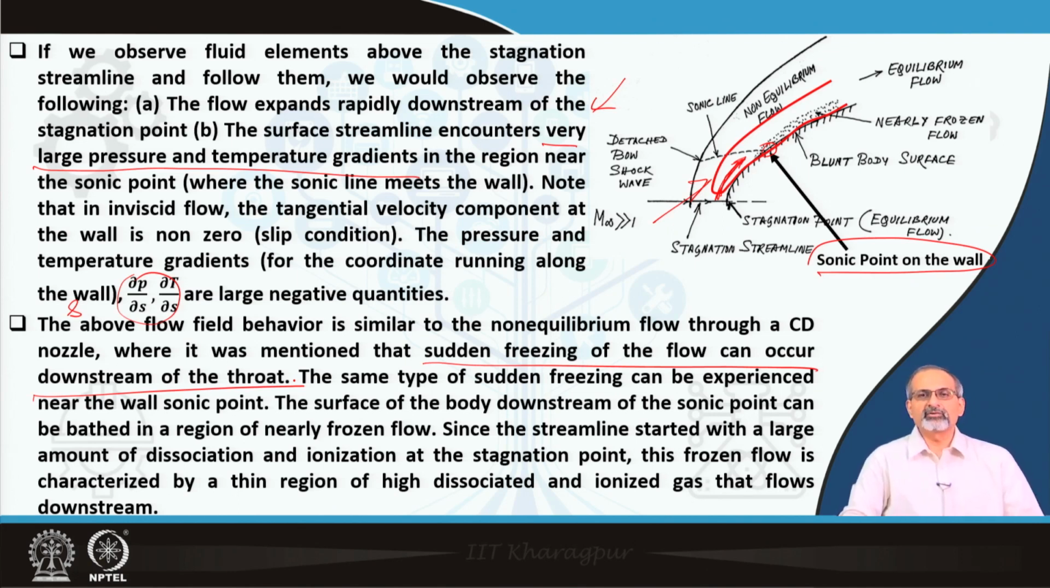The surface of the body downstream of the sonic point can be essentially bathed or wetted in a region of nearly frozen flow. Since the streamline started with a large amount of dissociation and ionization at the stagnation point, which we already discussed, this frozen flow is characterized by a thin region of highly dissociated and ionized gas that flows downstream. It is unable to change its properties because it is essentially frozen at that kind of a mixture of species.